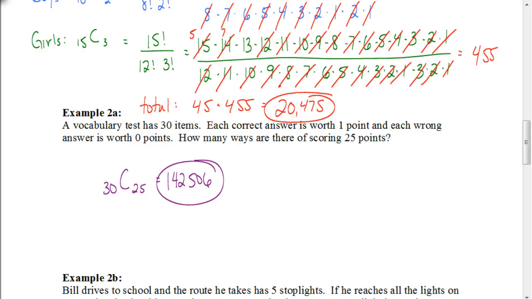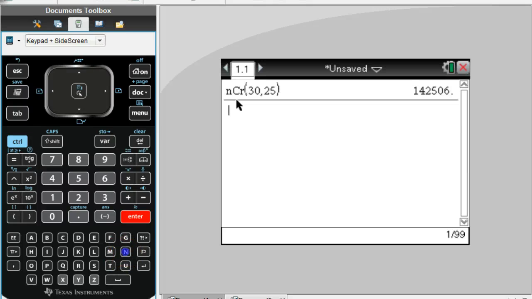Now, there's another way that we could look at this. We could also say, with the same 30 questions, getting 25 points would be the same as getting 5 of them wrong. Well, watch what happens when we do this on our calculator. Again, doing nCr with 30 and getting 5 of them wrong ends up with the same exact solution.